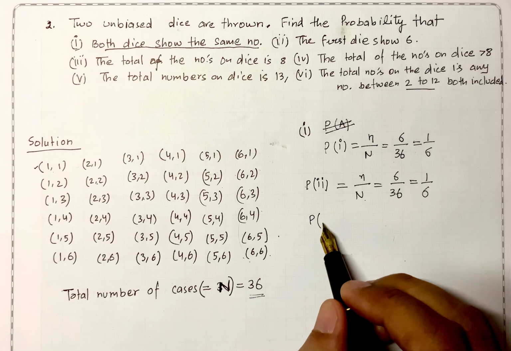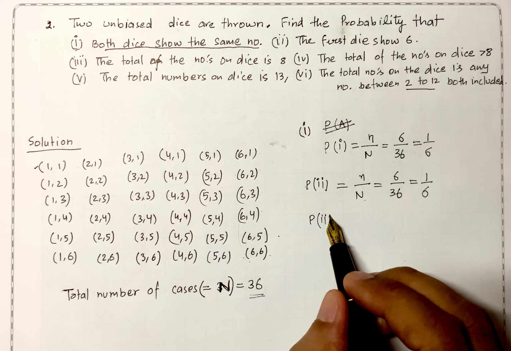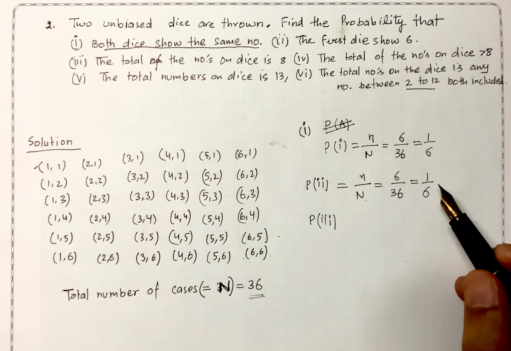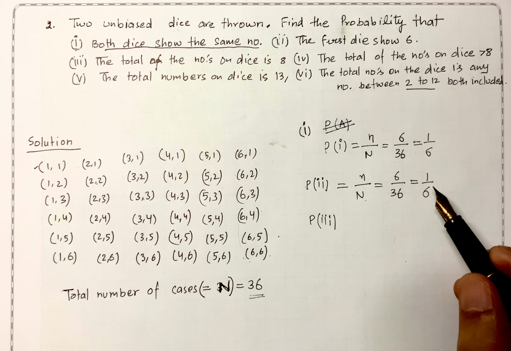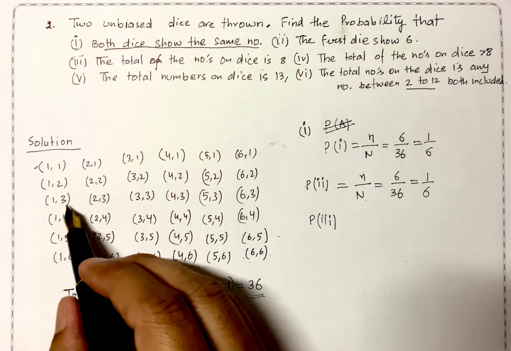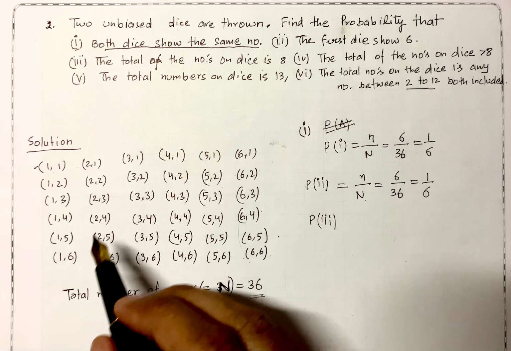What is the chance of the third part? The total number on the dice is 8. So let us find out how many cases are there where the total number on the dice shows 8. So 1 plus 1 is 2, 2 plus 1 is 3. So I don't think anything is going to come here.